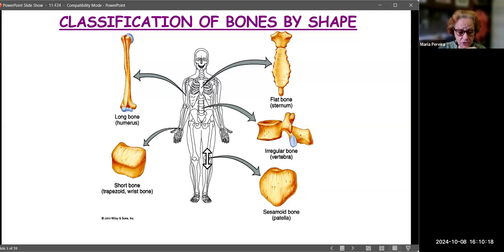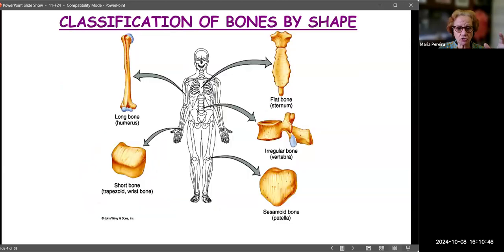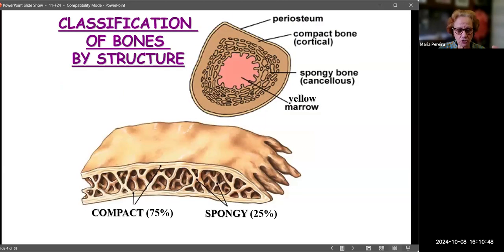Then the patella, which is this bone that is located in the knee, and this has a special shape that's a sesamoid shape. Then we have short bones and long bones. And the long bones, they have a cavity in the middle. They're not all compact. That cavity is known as the medullary cavity, and that's where the yellow bone marrow is stored. Now, how about the structure? So this is shape. How about the structure?